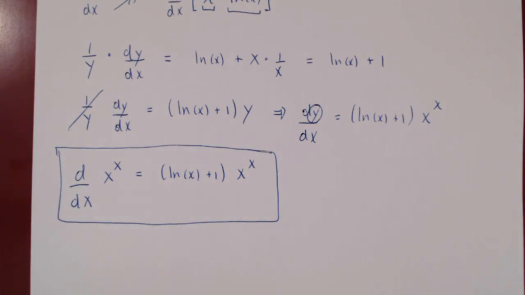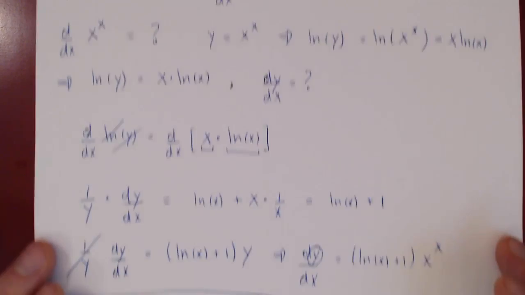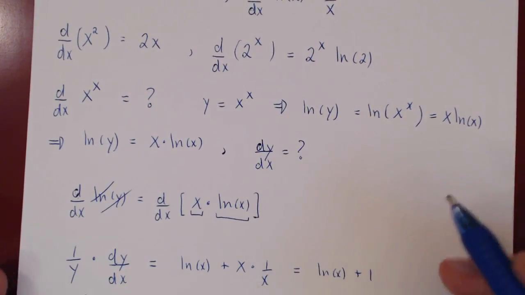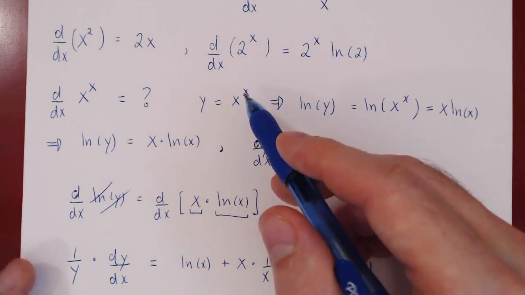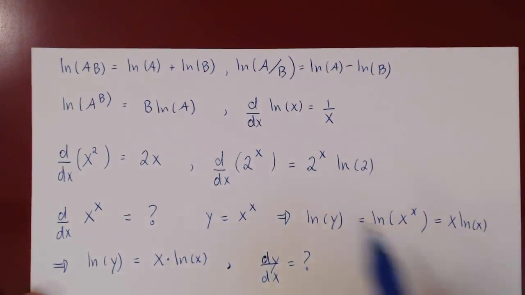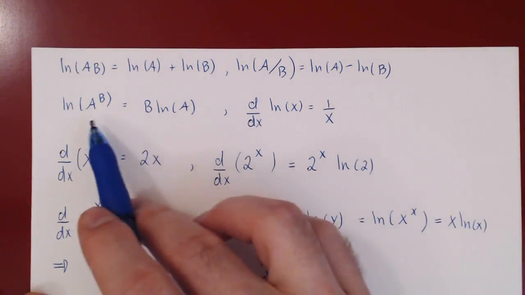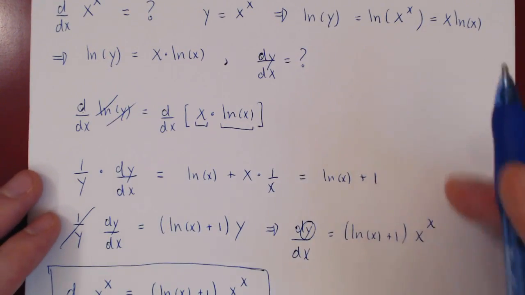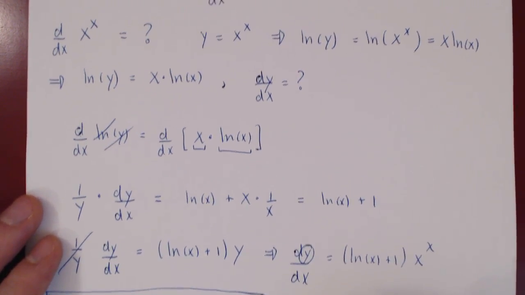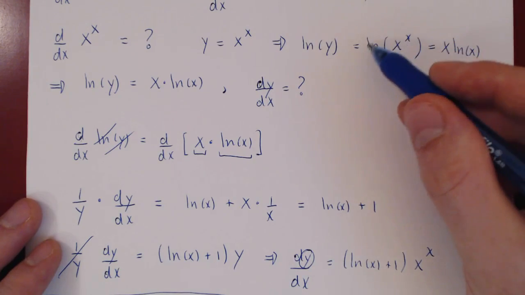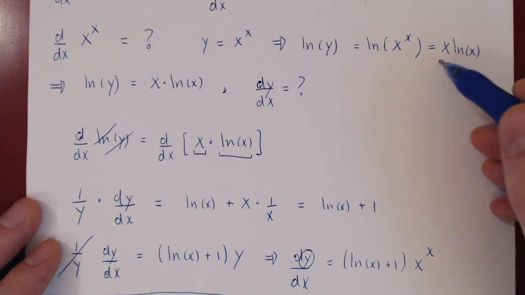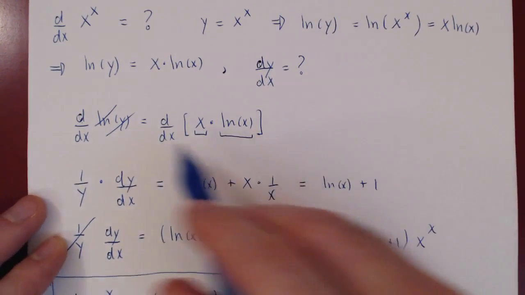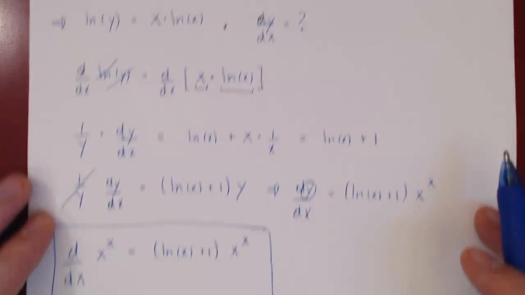This is the method of logarithmic differentiation. If you cannot find the derivative of a function directly, but you can use properties of logarithmic functions, properties of ln, to simplify the expression. And as we've done here, the idea was that we could pull the power down with the property of ln, and then we can differentiate.